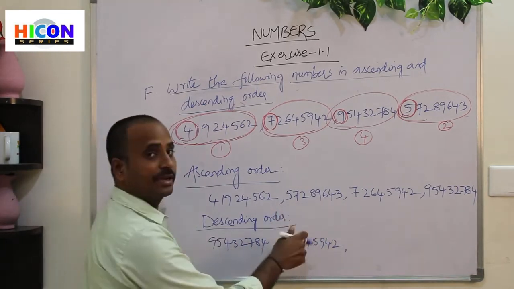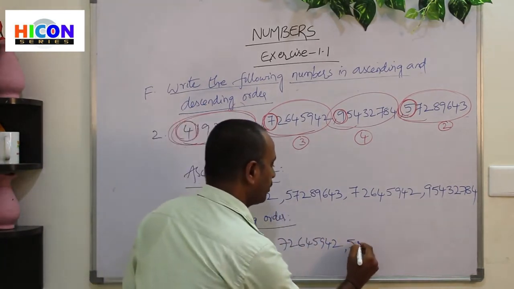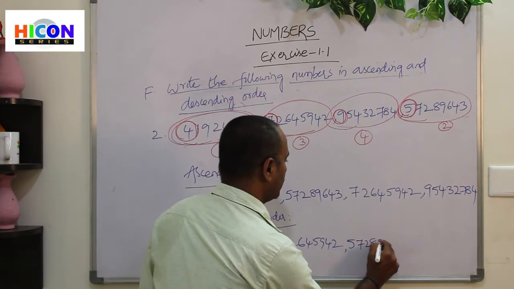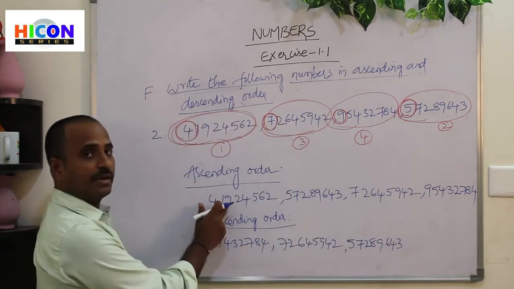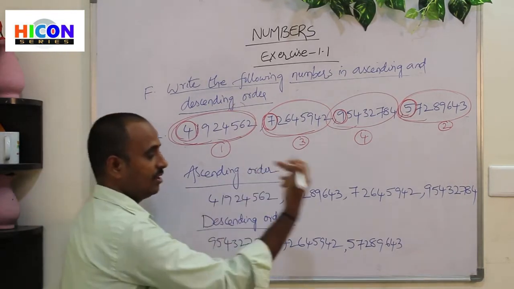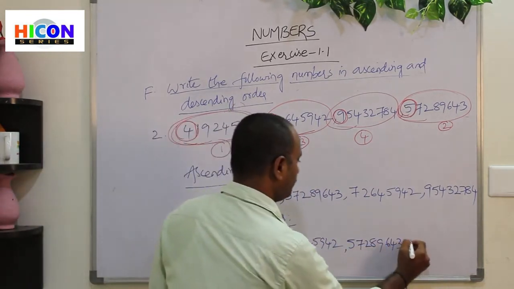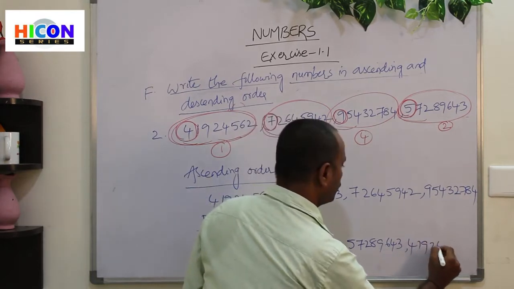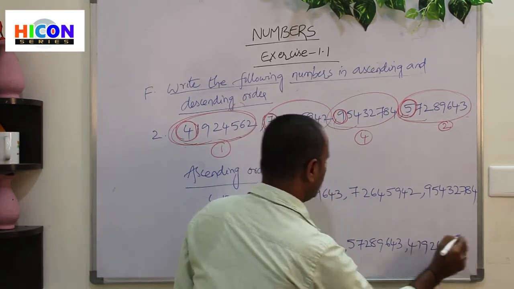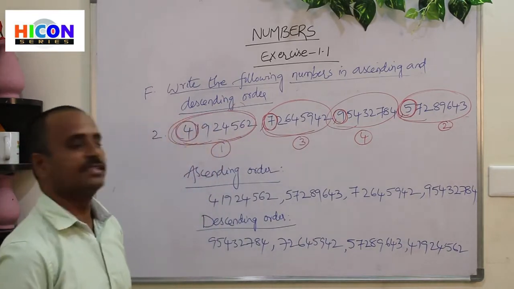And the second number becomes the third number. That is 5 crores 72 lakhs 89,643. And the first number should be written last in the descending order. It is 4 crores 19 lakhs 24,562. So children, this is the descending order.